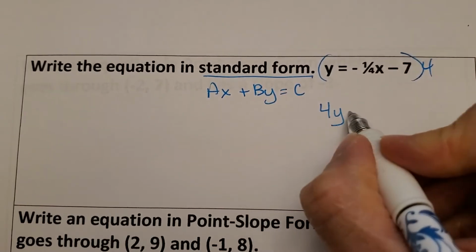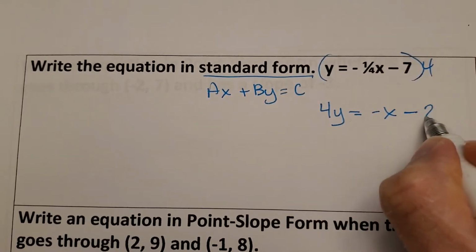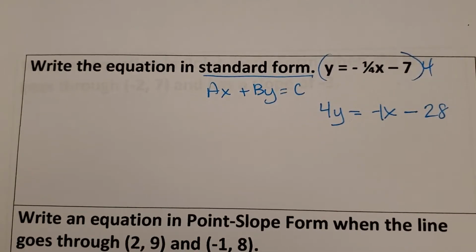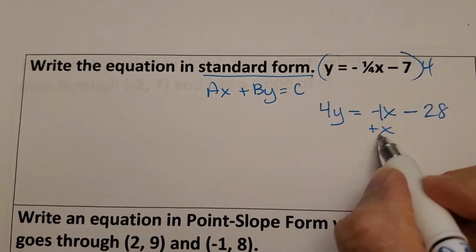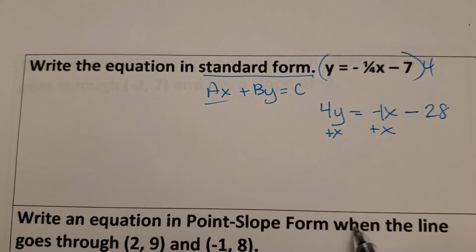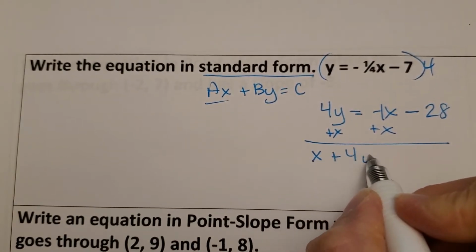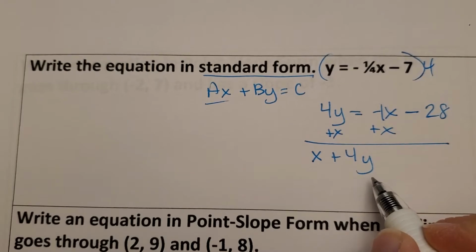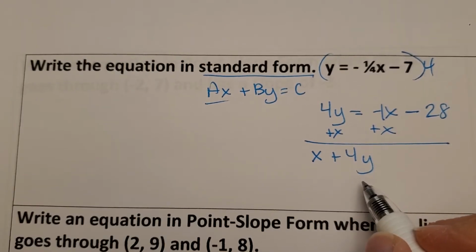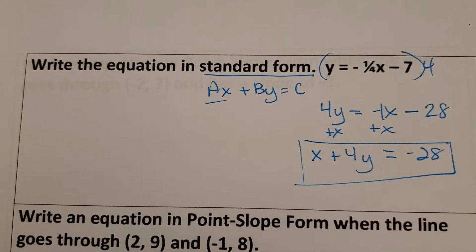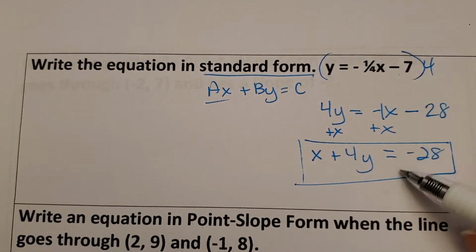So I get 4y equals negative x minus 28. Now you could put a negative 1x if you wanted to. That's fine, but it's not necessary. The next thing I'm going to do is add x to both sides because I need x on the left. And when I write it, I'm going to put my x first, not my y first. If you weren't that particular about what form it's in, it wouldn't matter. But because it says standard form, x must be first. And there we have it. I have just rewritten this equation. Same equation. If I graphed this one or that one, it'd be the same. But now it's in standard form.